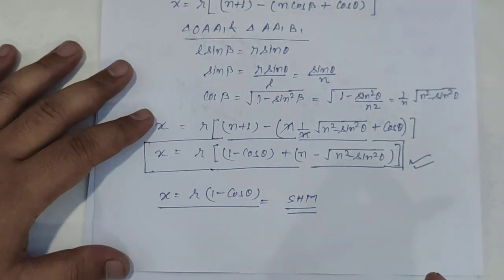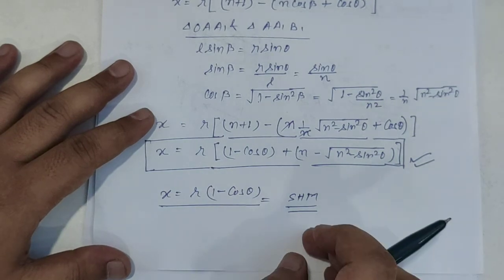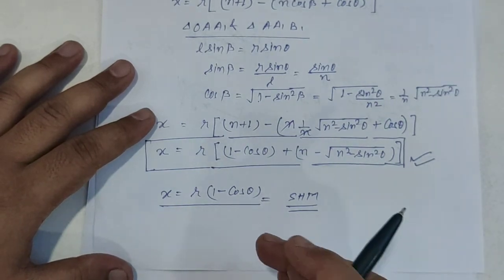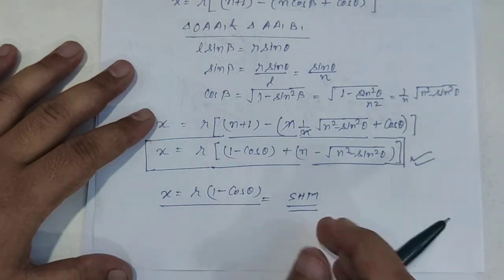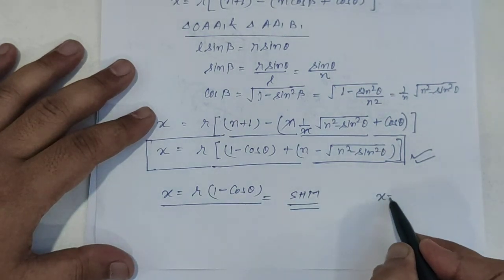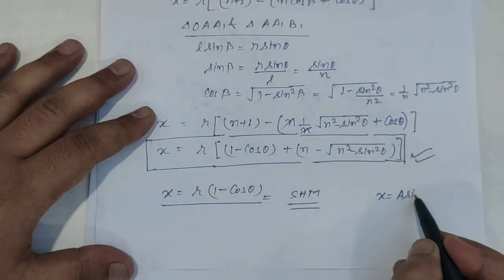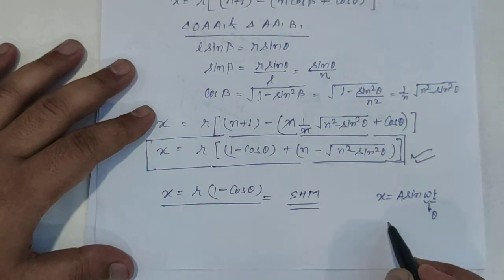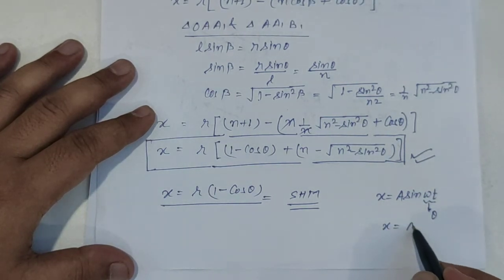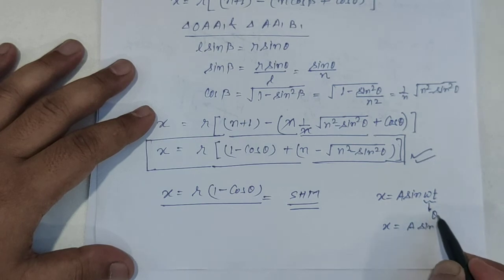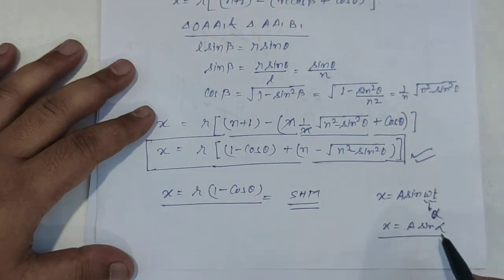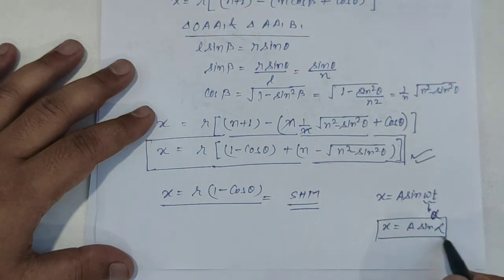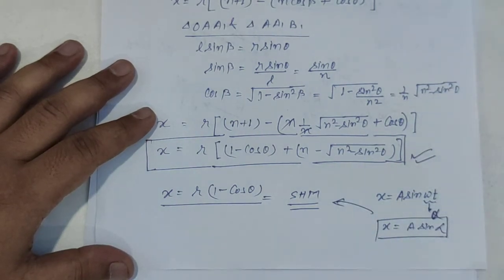This is the expression for simple harmonic motion. The expression of displacement in simple harmonic motion is generally written as x = A sin ωt. Here ωt is the value of the angle, which we will call alpha, so in terms of this we can also represent the simple harmonic motion.